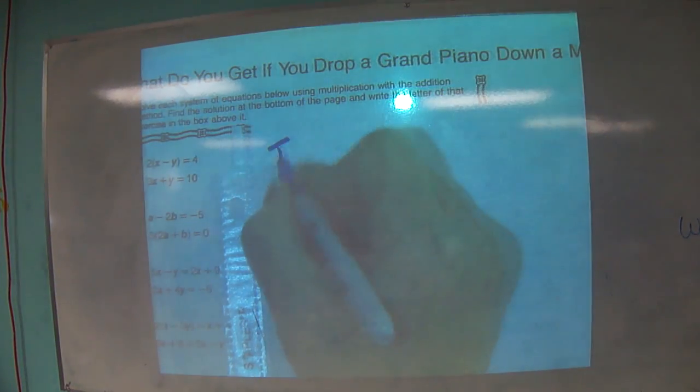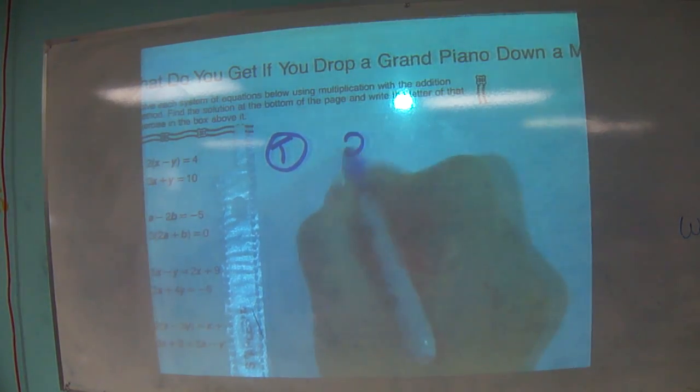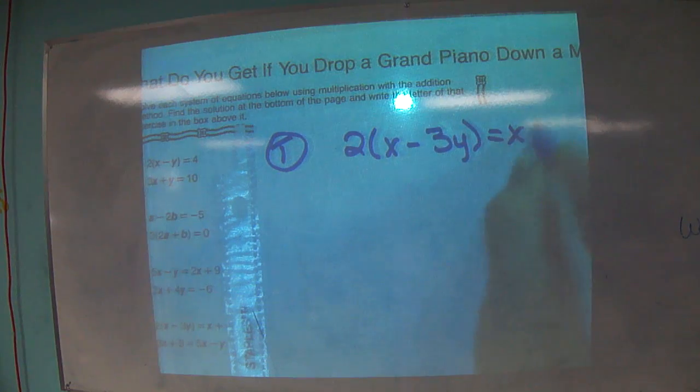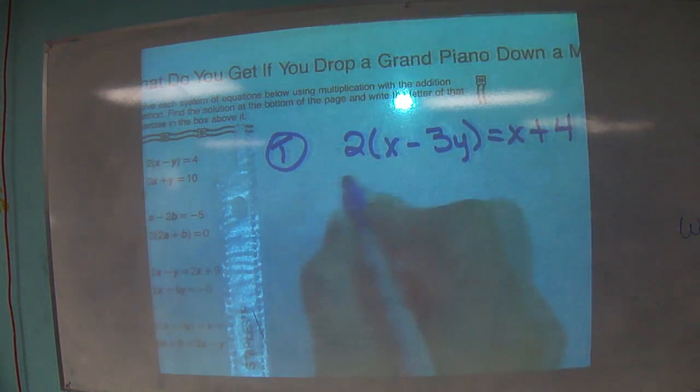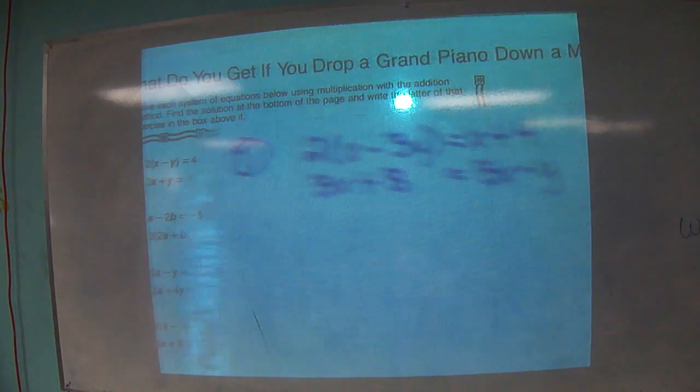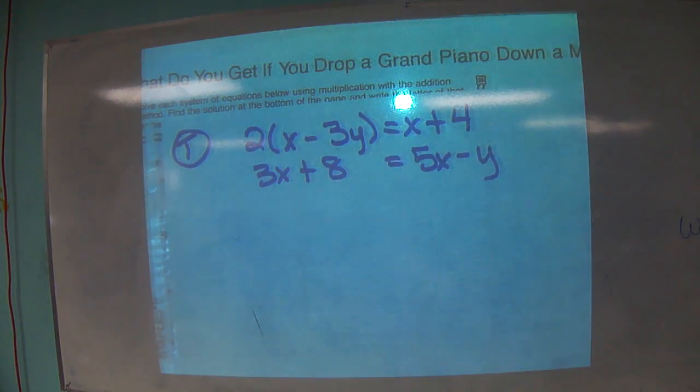So letter T is 2 times quantity x minus 3y, ladies and gentlemen, please, equals x plus 4. And 3x plus 8 equals 5x minus y. Okay, so wait a second.